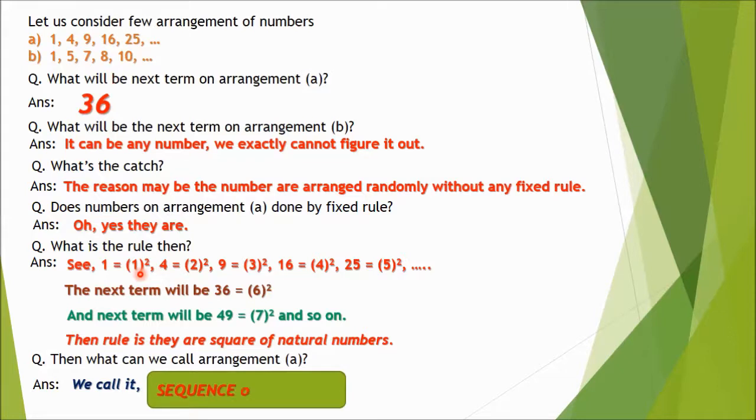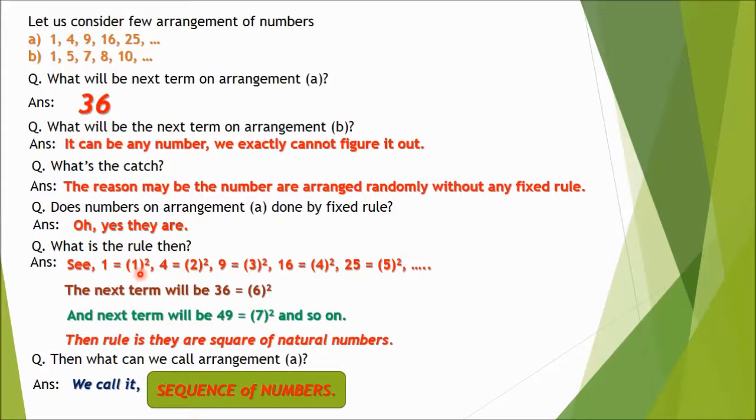We are studying sequence and series, and we now know exactly what sequence means. Sequence means arrangement of numbers on a fixed rule. Not all arrangements are sequences. Only those arrangements which are done by a fixed rule are called sequences. If an arrangement is done by a fixed rule, then only that arrangement is called a sequence.